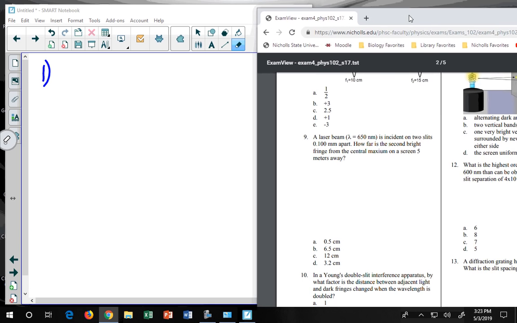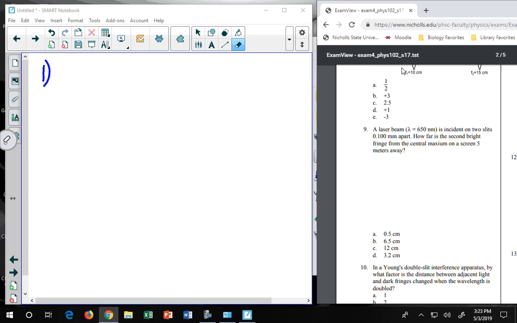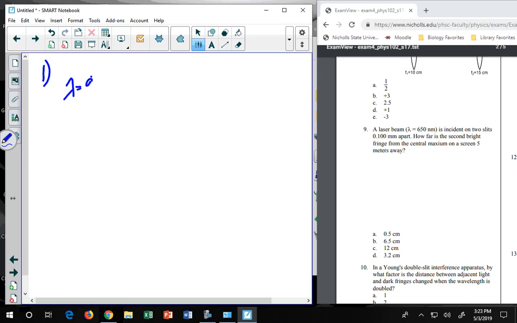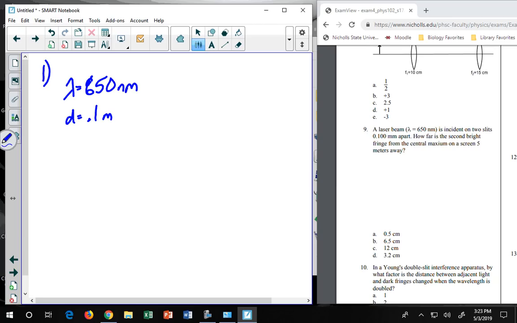This is spring 17. What I'm given here is lambda, the wavelength, 650 nanometers. I'm given the slit separation, that's 0.1 millimeters, which is 0.1 times 10 to the minus 3 meters. And I'm also given the distance to the screen, L, which is 5 meters. The one difference in this problem and the one that you'll have is that I won't give you this. I'll give you instead the number of slits per millimeter or centimeter. We'll come back to that. We'll work that problem separately.